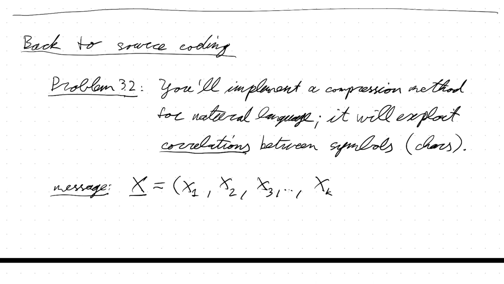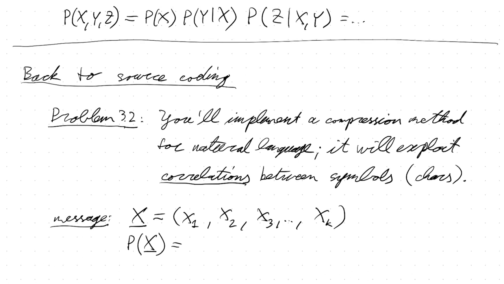Up to some length k, and it will be given as so. The model of this message will be a probability distribution, which will assign a probability to every message, and the way it does this is using the chain rule.